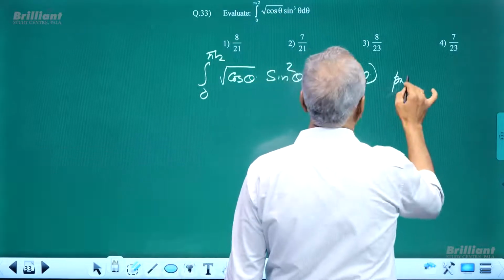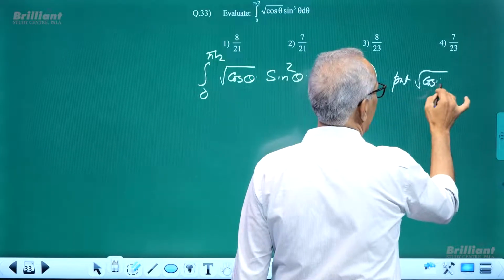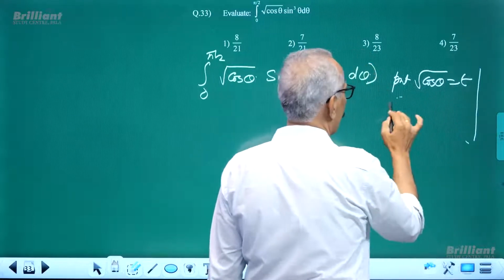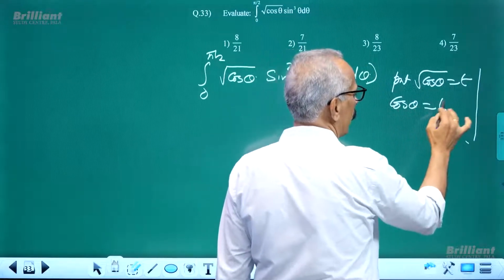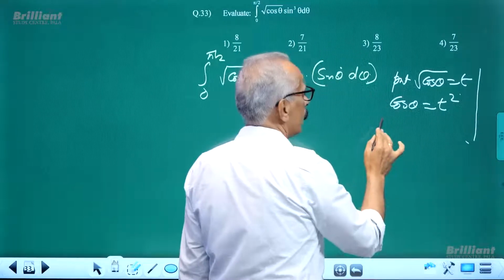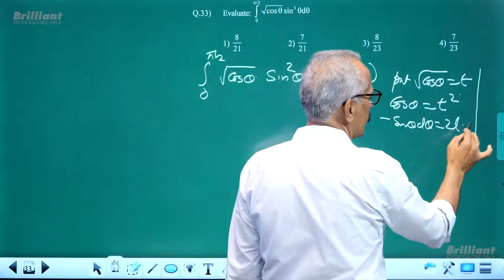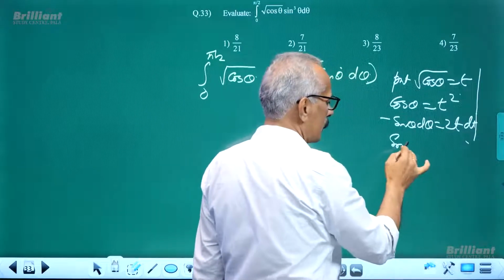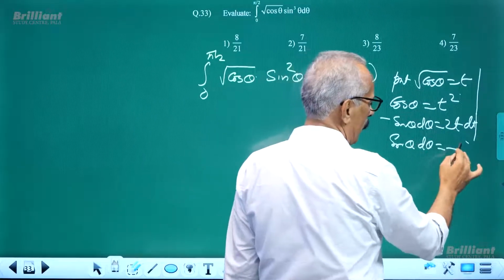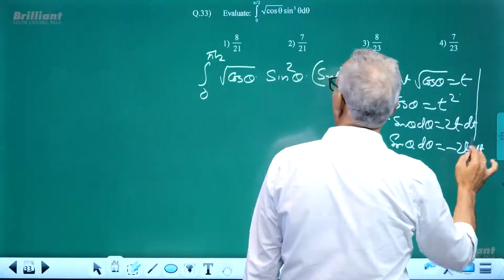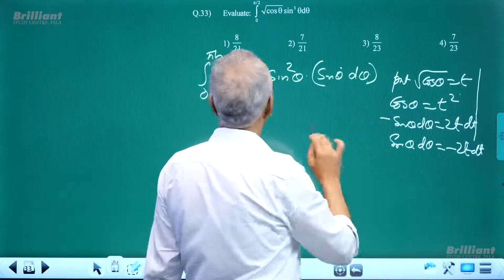So put root over cos theta is equal to t, or cos theta is equal to t². Then minus sin theta d theta equal to 2t dt. Ready? So sin theta d theta equal to minus 2t dt. One more thing, you have to change the limit.